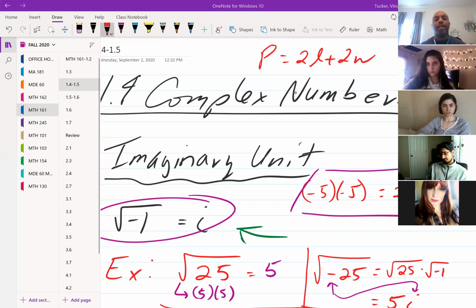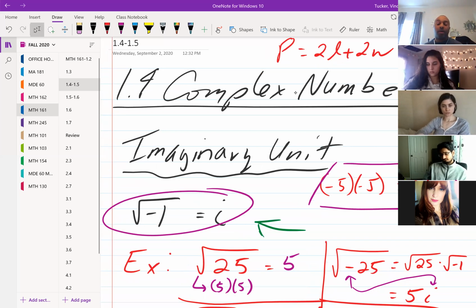Okay, cool. All right, so 1.4 starts off with complex numbers. Well, it talks about complex numbers, but it starts off talking about the imaginary unit. Let me erase some of this stuff.